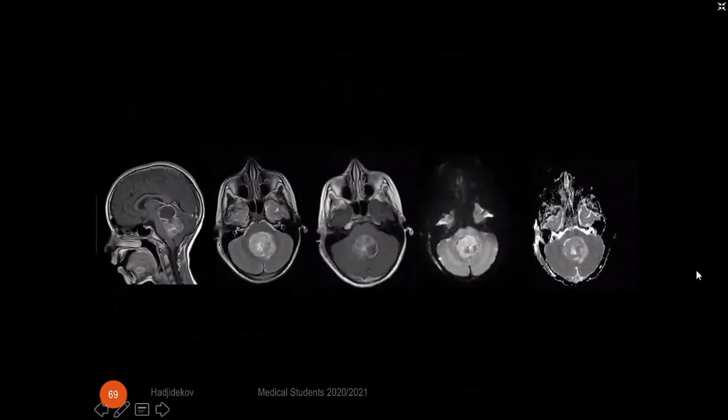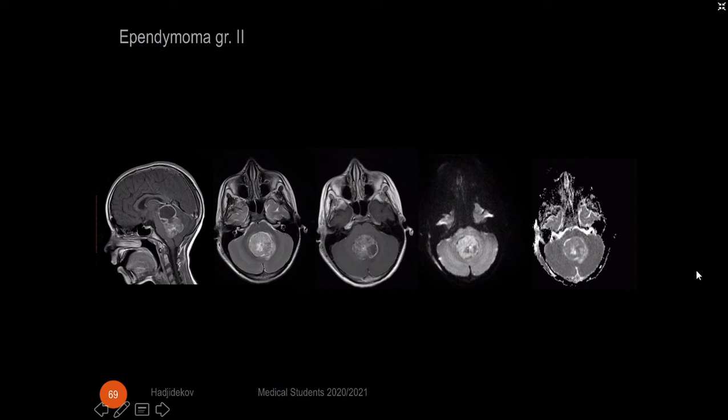This is another tumor. Where is this tumor located? It's a children, a young patient. And this is a tumor located in the fourth ventricle. This is ependymoma. Ependymomas are very typical for young patients. The locations are in the fourth ventricle, displacing the cerebral hemispheres, and they contain some cystic portions inside.